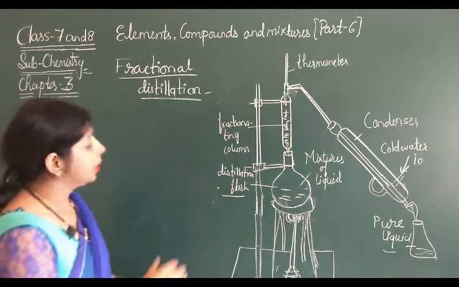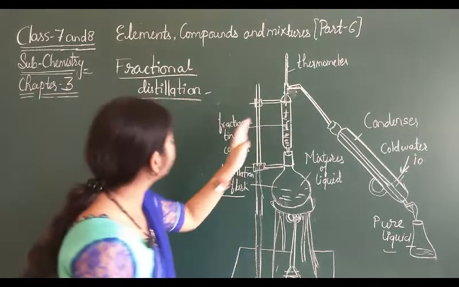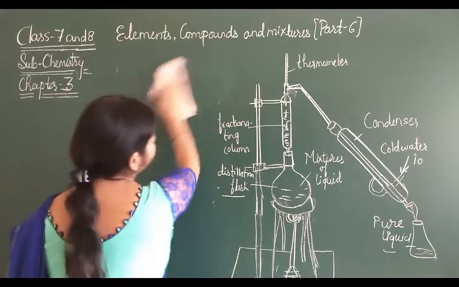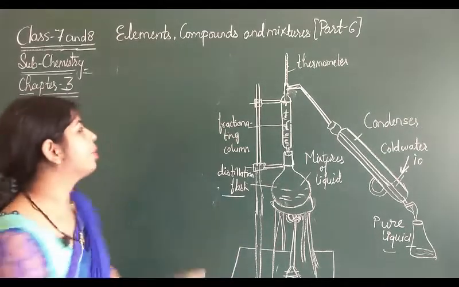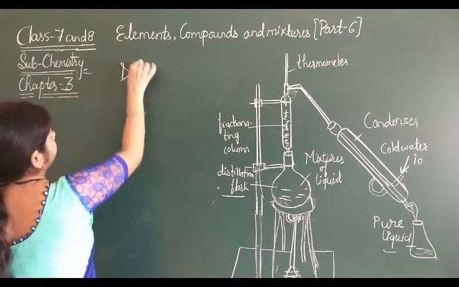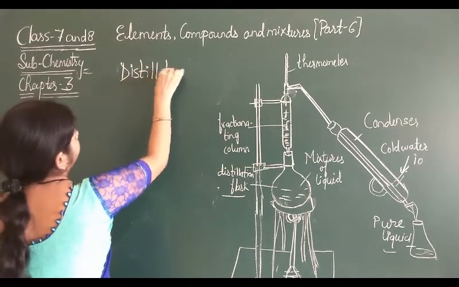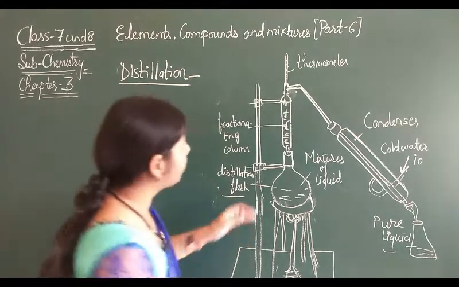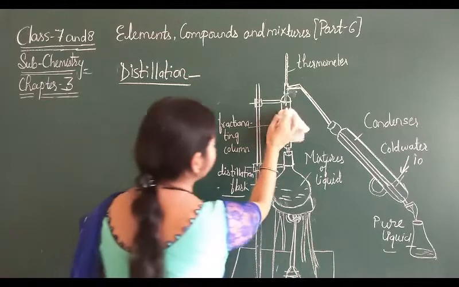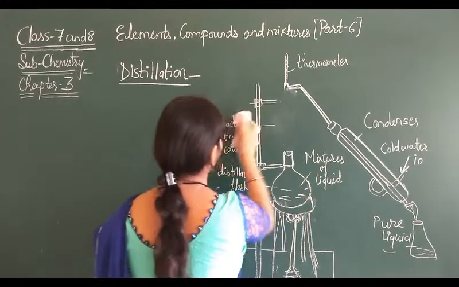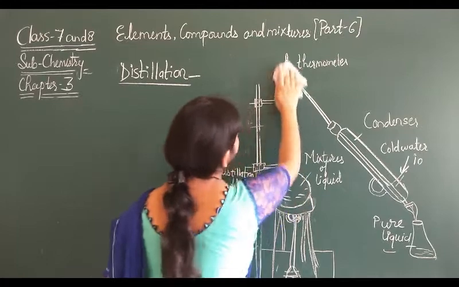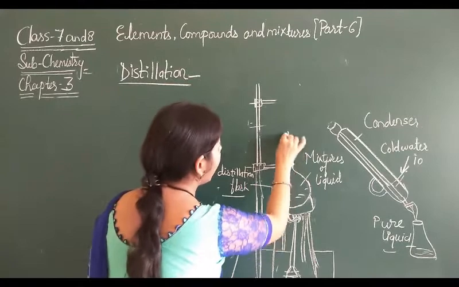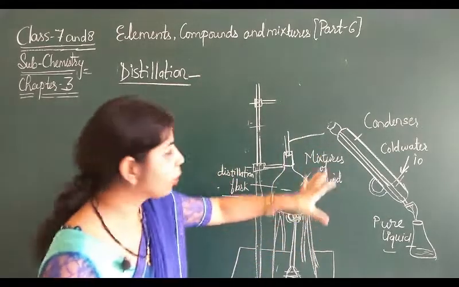Okay, now related to this fractionating column, there is one more separation technique, that is the distillation process. In the distillation process, this fractionating column is not there. Here, this tube is directly attached to the flask. Now I am not going to draw the figure.